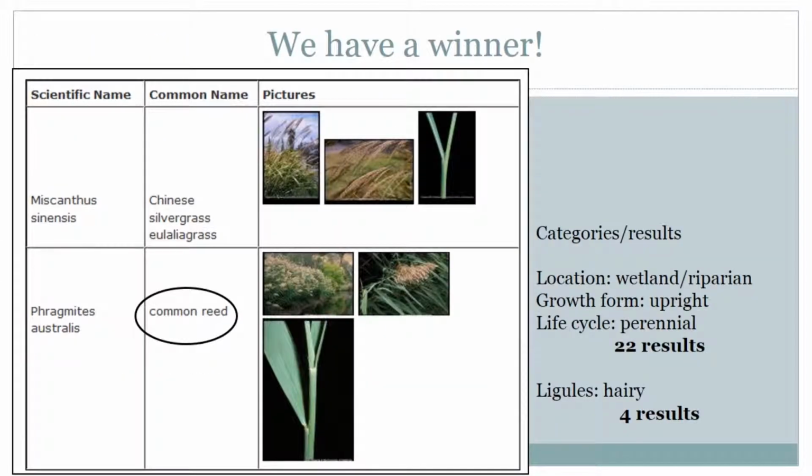Based on our selections, we were able to narrow the search down to 2 grasses, and ours is common reed, otherwise known as Phragmites. We could have narrowed down the search to 22 grasses by answering questions about the location, growth form, and life cycle, and down to 4 results by also including that the ligules were hairy.